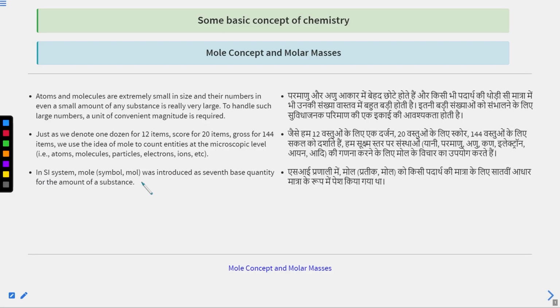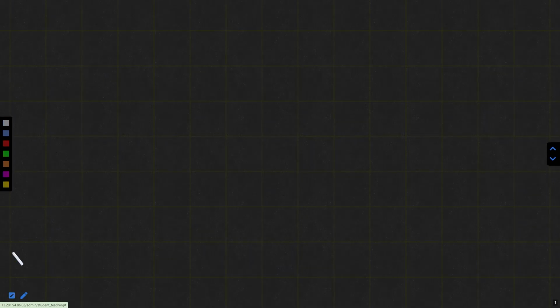In today's class, we are going to discuss a topic that is very important from the exam point of view, and the topic is mole concept and molar masses. As you know very well, we are discussing the chapter Some Basic Concepts of Chemistry, class 11, chapter 1. We introduced some topics, and these topics are important to learn and understand because we will be using them in the upcoming chapters.